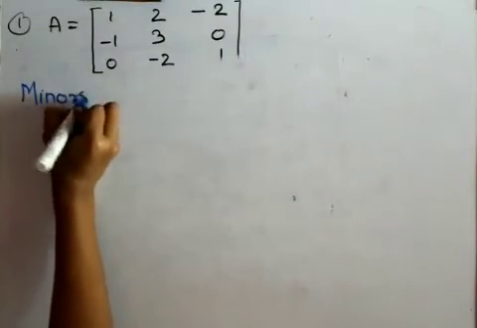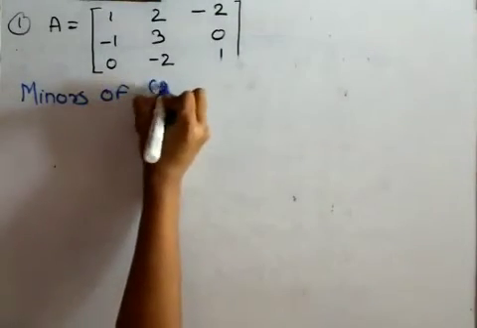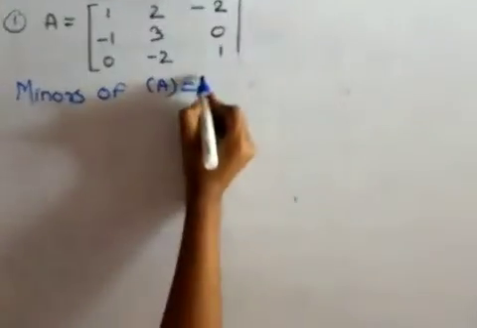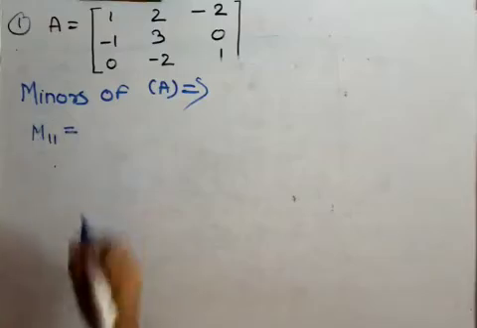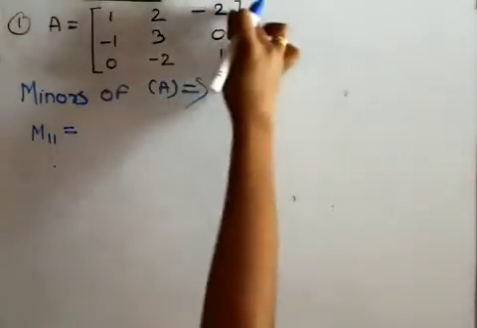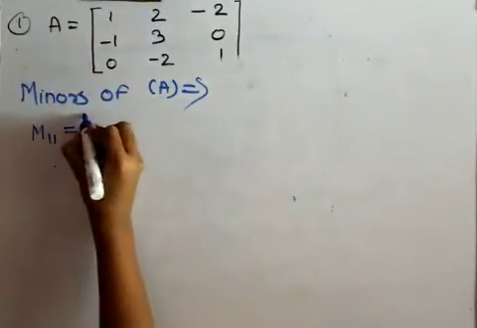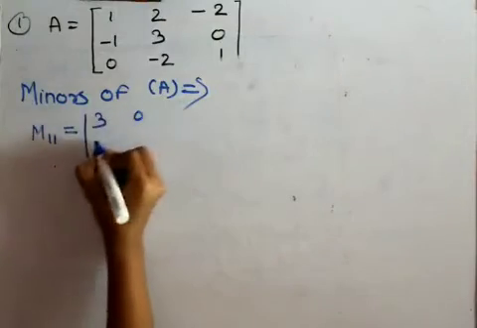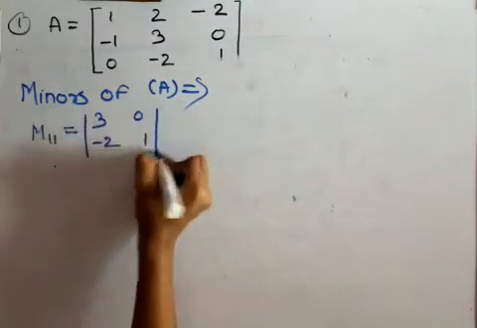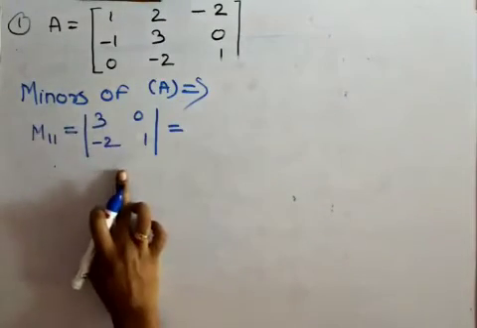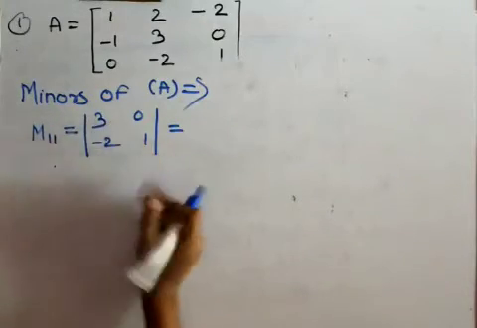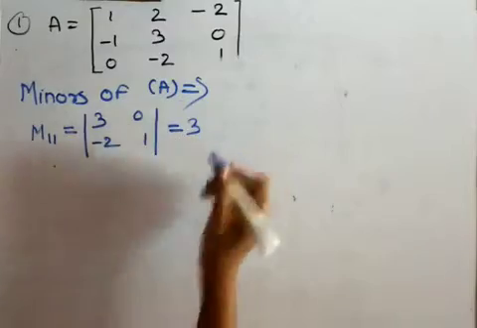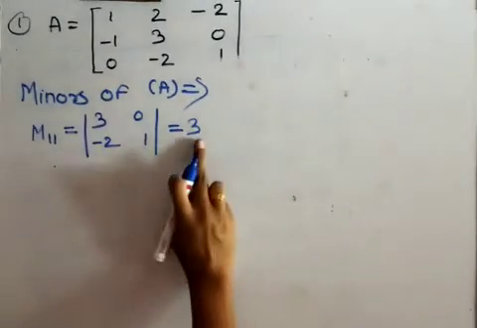Minors of A. Okay, so first M11. For this we want to neglect first row, first column. So the remaining part is 3, 0, minus 2, 1. So we want to find this determinant. Just cross multiply: 3 into 1 is 3 and 0 into minus 2 is 0. So the answer is 3.